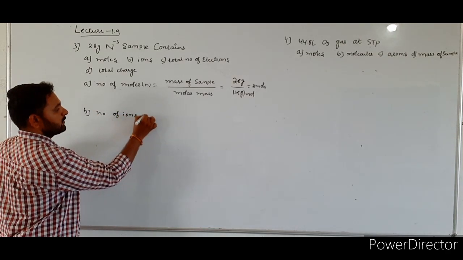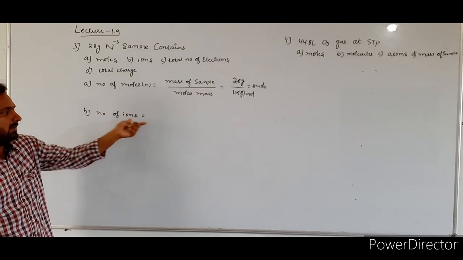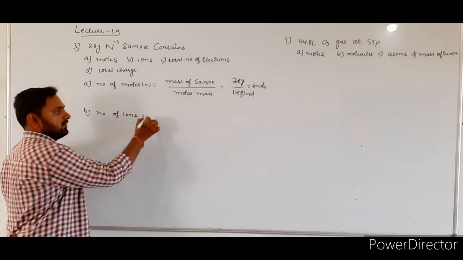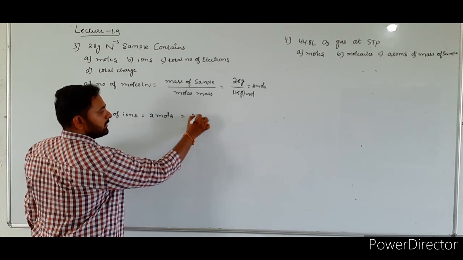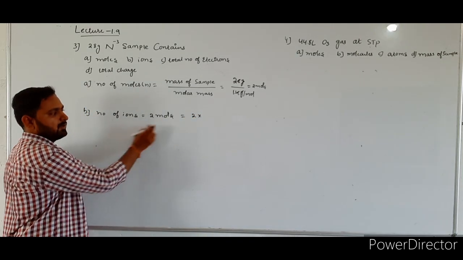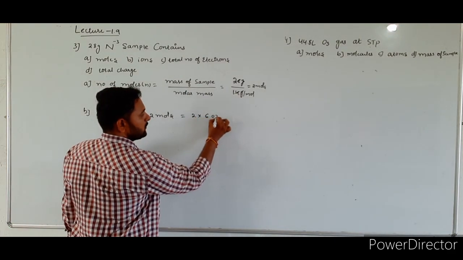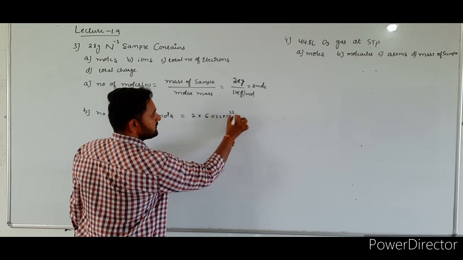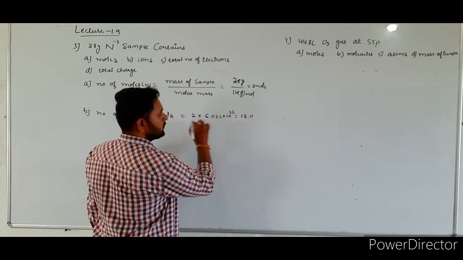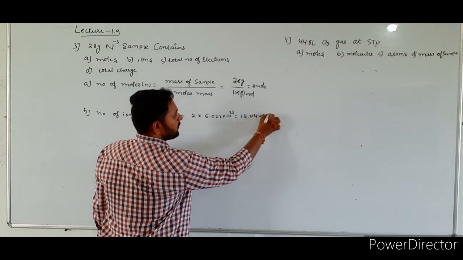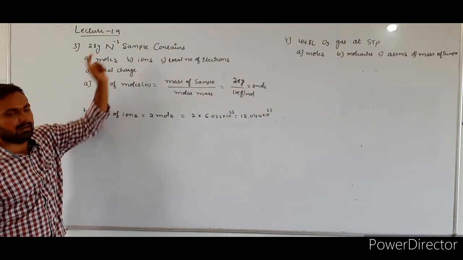Next, number of ions. Number of ions is equal to number of moles times Avogadro's number. How many moles are there? There are 2 moles. Now 2 into, what is 1 mole of ions? 1 mole of ions is equal to how many ions? 6.022 into 10 power 23 ions. Now you multiply these two values. 2 times 6.022 is 12.044 into 10 power 23 ions are present in the 28 gram nitride sample.